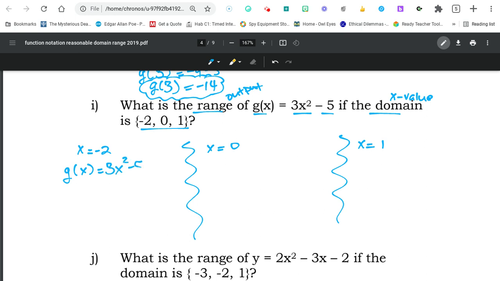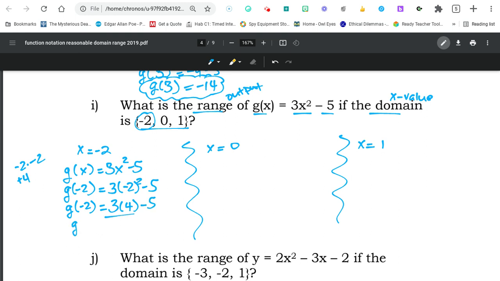So in this particular case, in the first one, I have an x of negative 2. So I end up with g of negative 2, and you have 3 times negative 2 squared minus 5. Take care of your exponent first. So negative 2 times negative 2. A negative times a negative is a positive. Positive 4 minus 5. Okay, take care of your multiplication next. So you have 12 minus 5, and 12 minus 5 is 7.